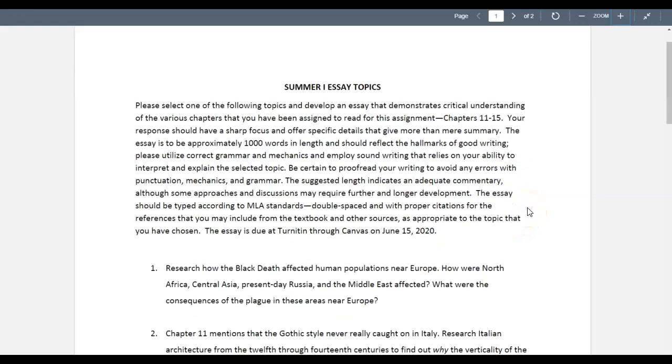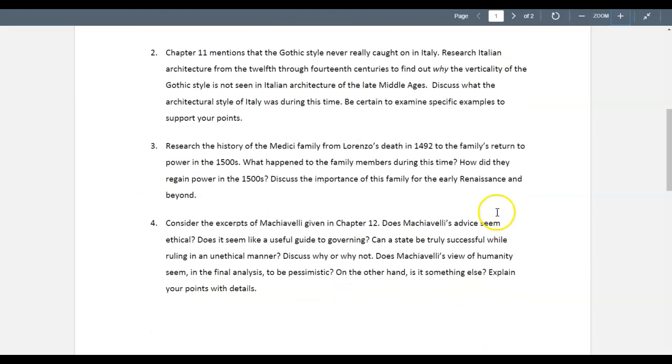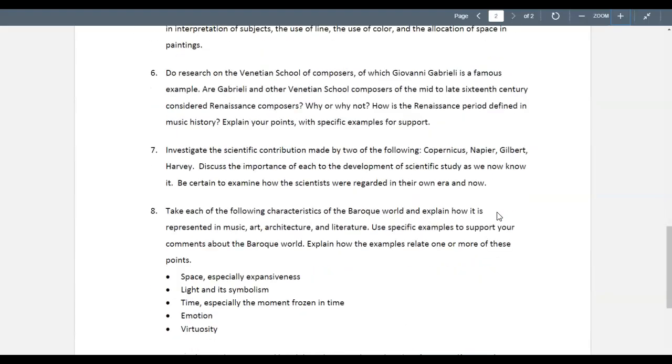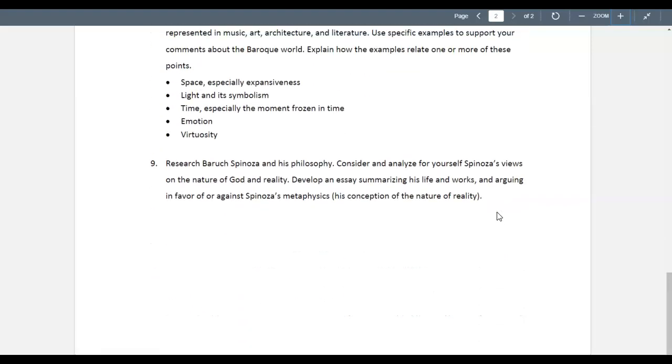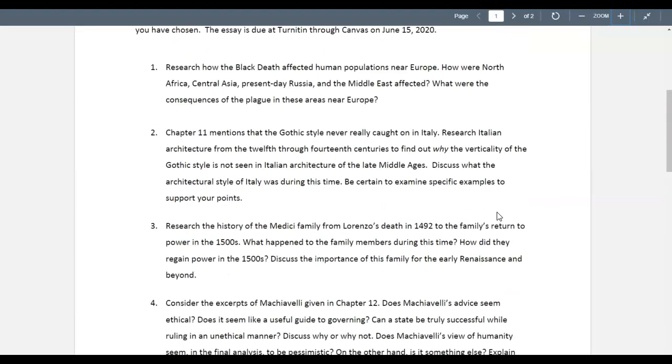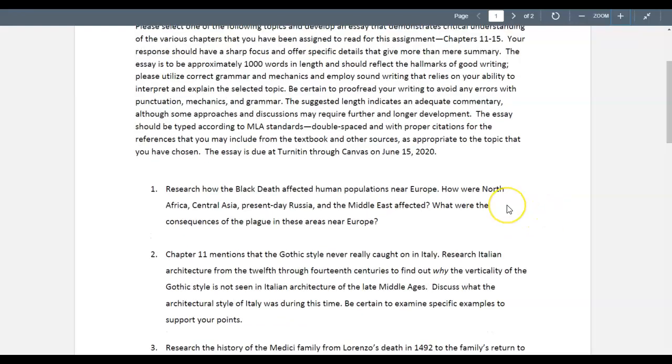I not only teach humanities, but I also teach English, so I will expect you to follow proper MLA standards for this. As you work on this particular essay, you have a choice of different topics, which are listed here for you. You do have 9 different topics. You do not write about all of them. I had a student one time want to know if he was supposed to write an essay over each of the topics. Now, you only choose one topic of the 9.